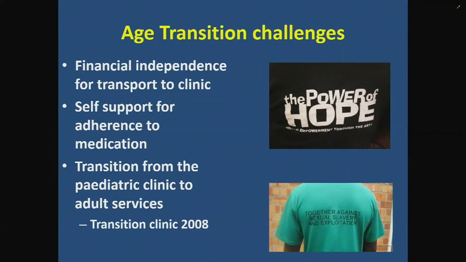There are reasons why transition wouldn't happen, and these have already been discussed in the plenary. Financial independence may be a problem. Self-support for adherence to medication may also be a problem, but also transitioning from the pediatric to the adult service. Once upon a time in 2007, policymakers pushed us to transition our clients. And sadly, out of all those who were transitioned, we lost nearly 25 adolescents because where they went, they were not really taking care of them.